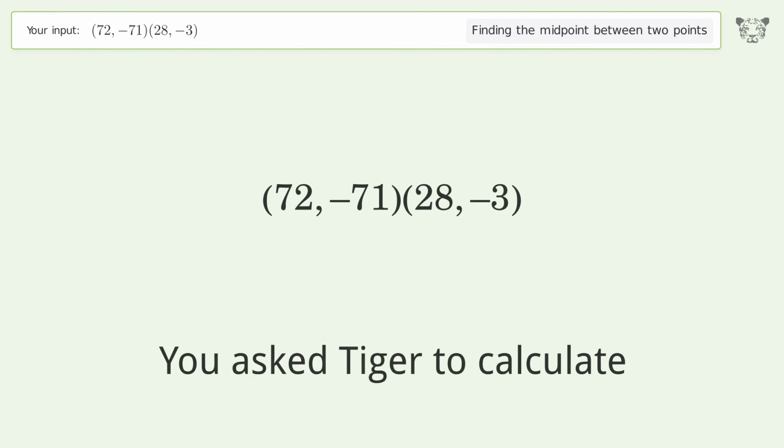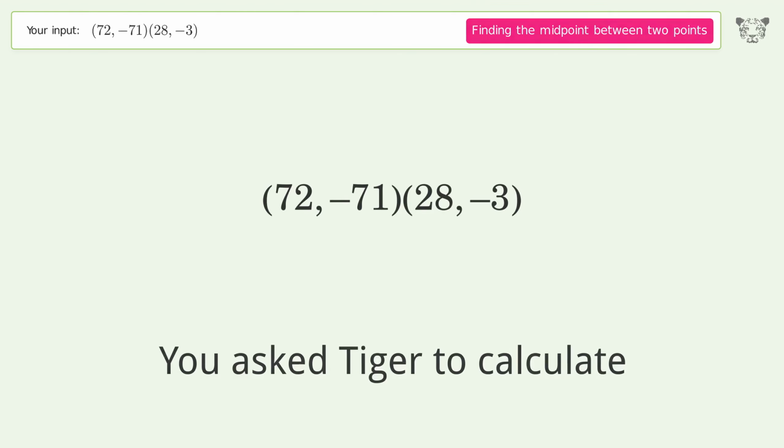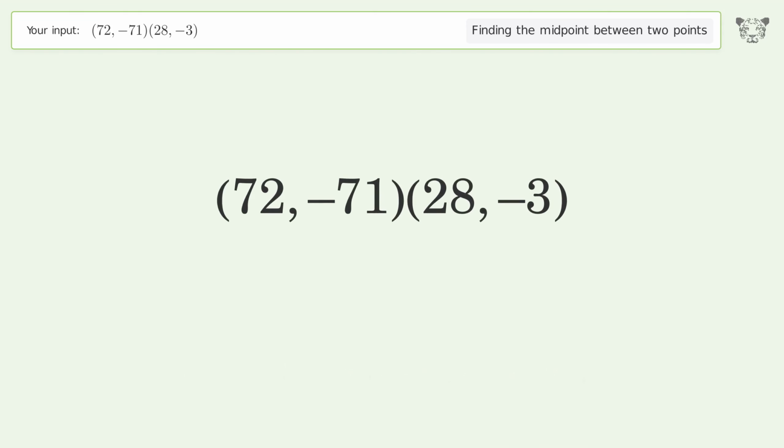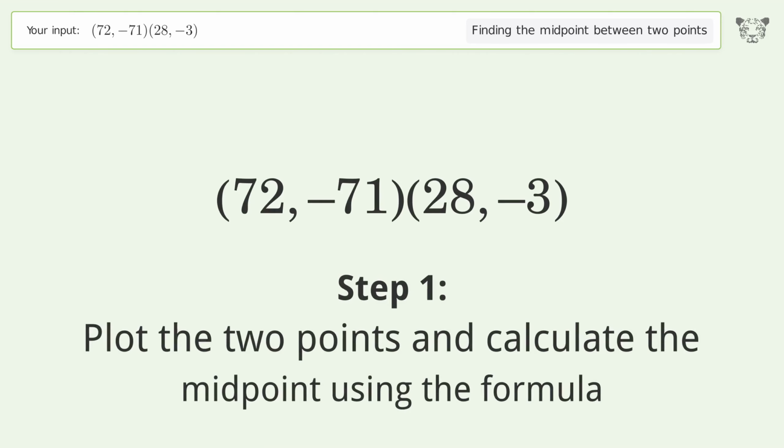You ask Tiger to calculate. This deals with finding the midpoint between 2 points. The midpoint between the 2 points is 50, -37. Let's solve it step by step. Plot the 2 points and calculate the midpoint using the formula.